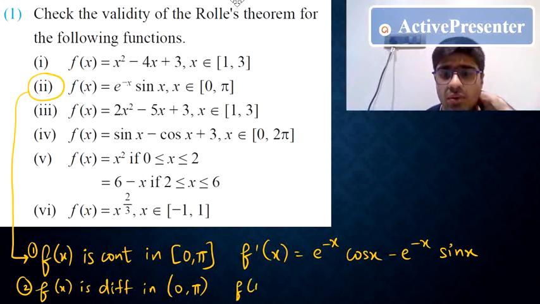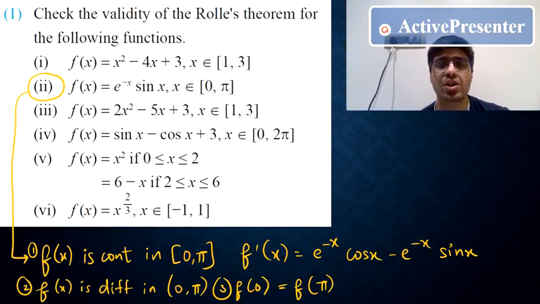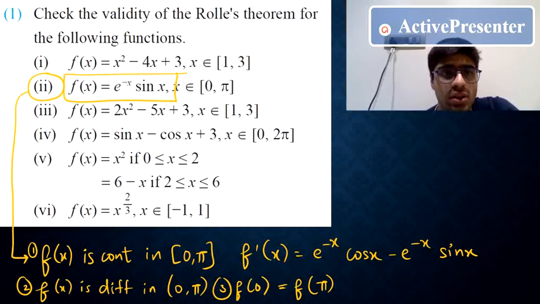F of 0 will be e power 0, which is 1 into sine 0, that is 1 into 0, which is 0. And when you put a pi here, sine pi will be 0. So anything into 0 will be 0. So f of 0 and f of pi both are equal to 0, and that is why we say that both of them are equal to each other. So the three conditions of Rolle's theorem are satisfied, and we can say that Rolle's theorem is applicable for the function given to us in the second subpart of this question.